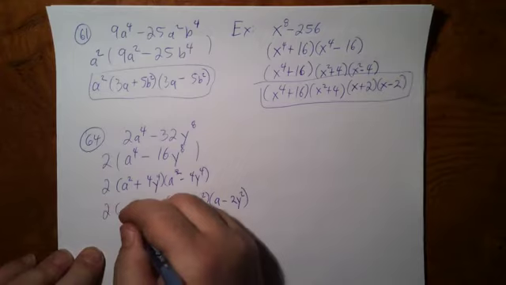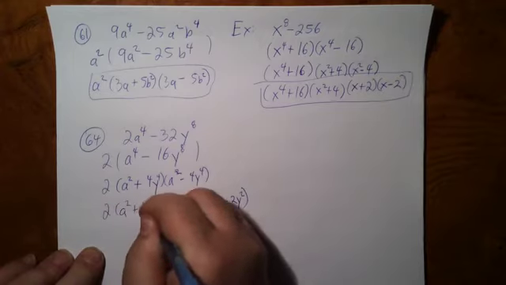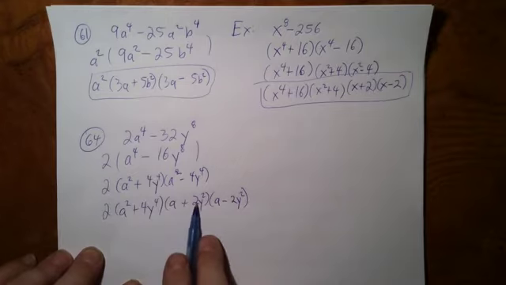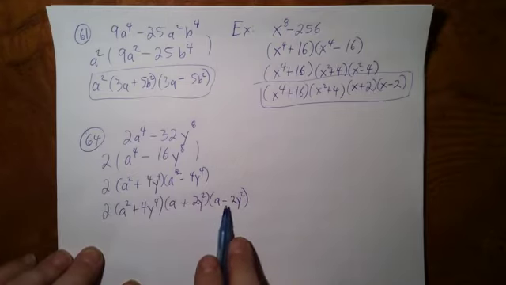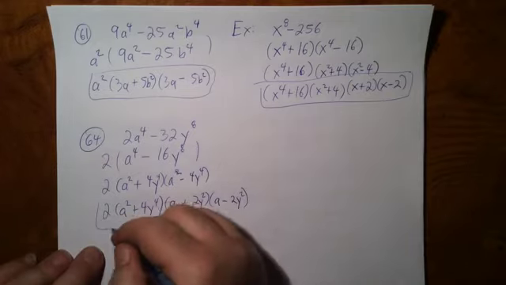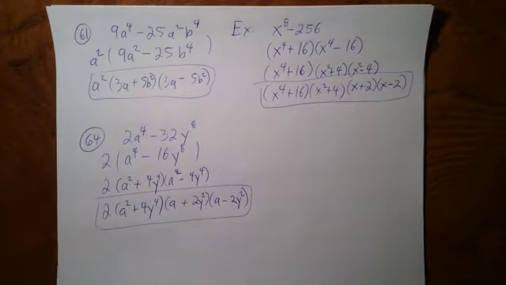And now I can write this as 2 times a to the 2nd plus 4y to the 4th times a plus 2y squared times a minus 2y squared. Now, you look at the y squareds and maybe we keep going. However, 2 is not a perfect square. A is not a perfect square. We can stop and we can rest content that this is the answer in its simplest form.